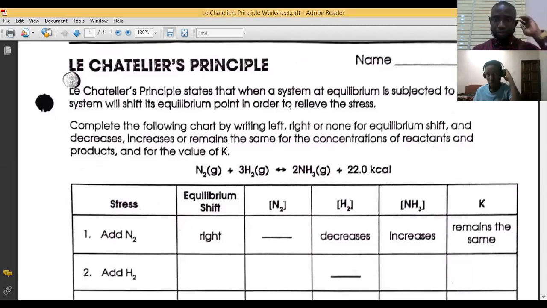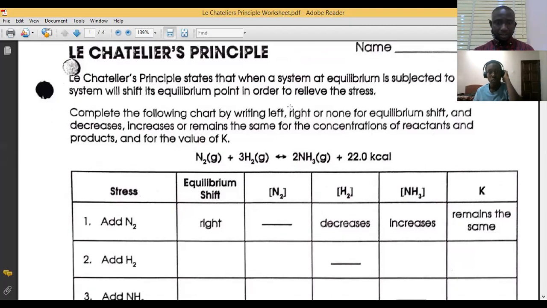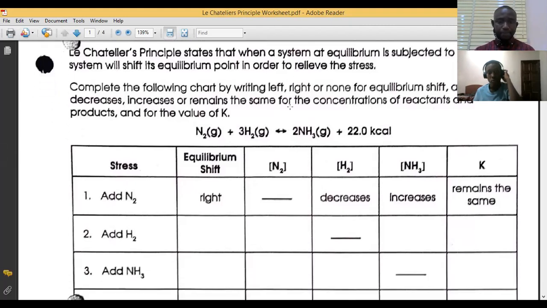Now, this is a worksheet. Look at this question. Complete the following chart by writing left, right, none, or equilibrium shift, decreases or remains the same for the concentration of reactants. Now, that is the question. Where would equilibrium shift to when you add more H2? When you add more hydrogen?